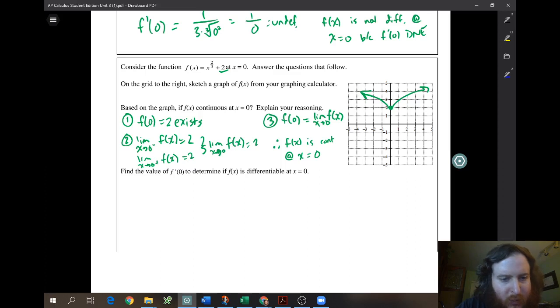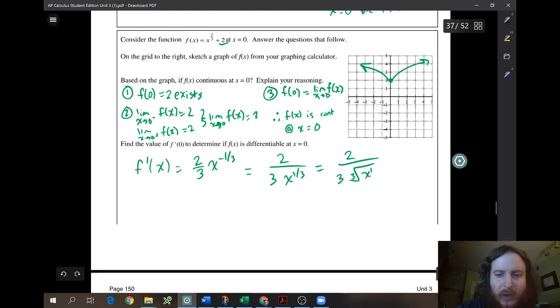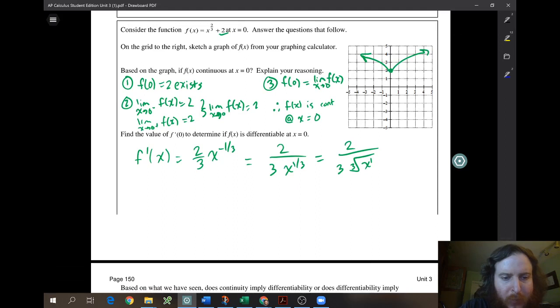Find f prime of 0. Same steps. First, we're going to do f prime of x. We're going to bring the 2/3 down, then x to the negative 1/3. That's a perfect answer, but since I know I'm plugging in, I like to get this back into radical form. So bring the x to the 1/3 to the bottom to make the exponent turn back positive, and change this into radical form. It's going to be the cube root of x to the first, or just the cube root of x is fine. You don't need that to the first power.